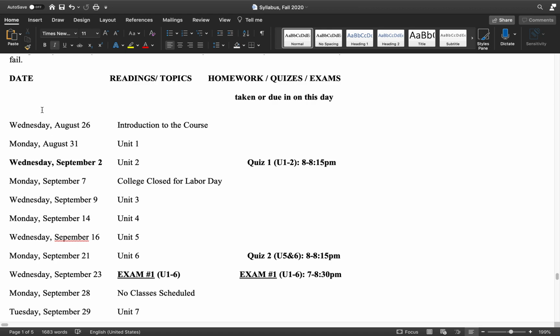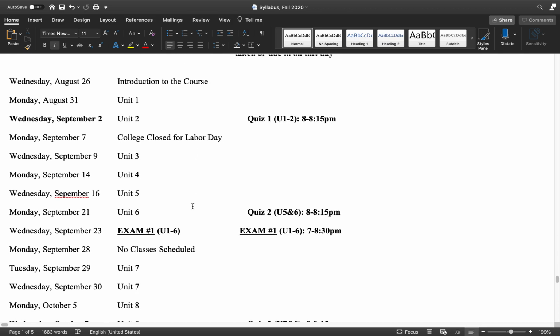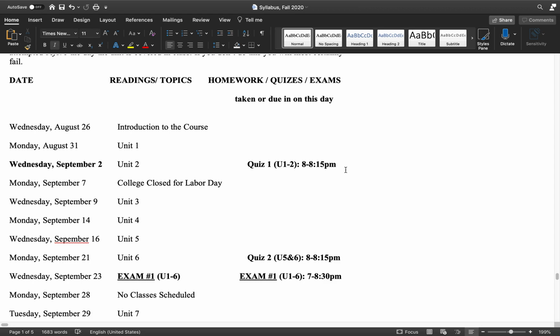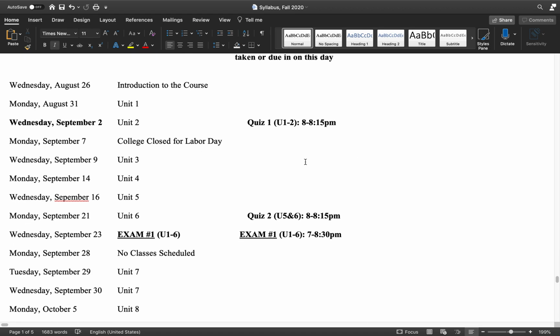And so you've got the dates. This is the readings or topics. I'll be doing Unit 1, Unit 2, so on and so forth. And then the third column, the one you have to pay most attention to, tells you if you've got a quiz or an exam on this date. So Wednesday, September 2, you have a quiz. That's your first assessment. That's 12 points of a total of 540 points, as I'll explain in a moment.